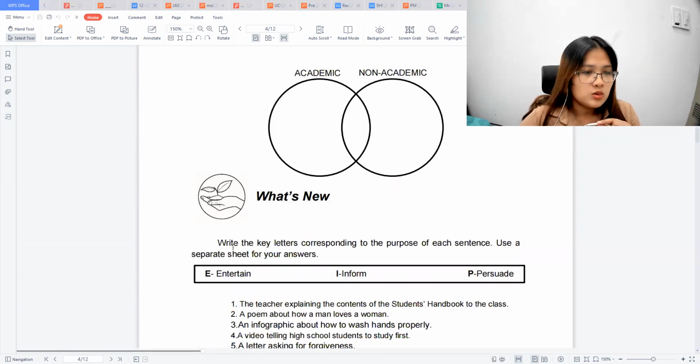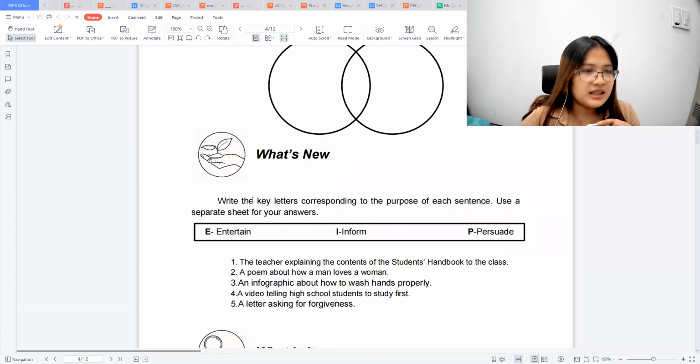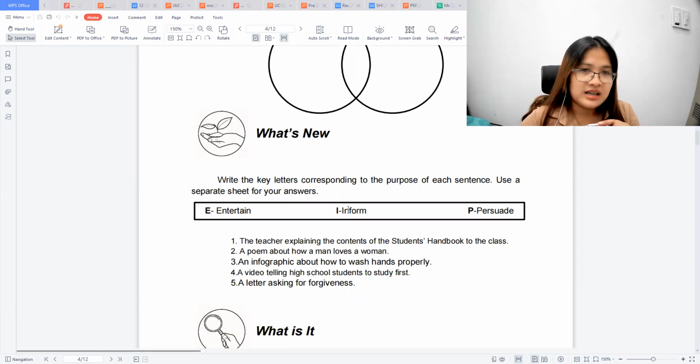Okay? So for this one, write the key letters corresponding to the purpose of each sentence. Use a separate sheet for your answer. So let's discuss this one. Halimbawa, the teacher explained the contents of the student's handbook to the class. So there's the explaining. Ano ini-explain? Yung content ng student handbook. So that's something serious. Meron bang dalawang side? Wala. Pero ini-inform niya. Correct? Inform. Kasi nag-explain ka ng content.